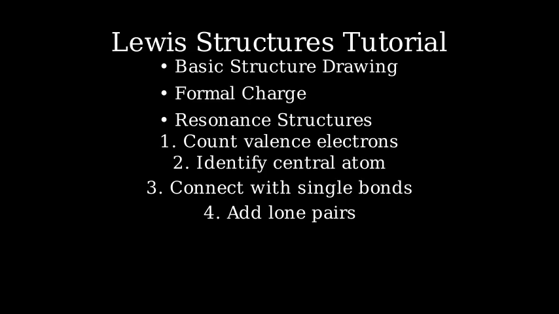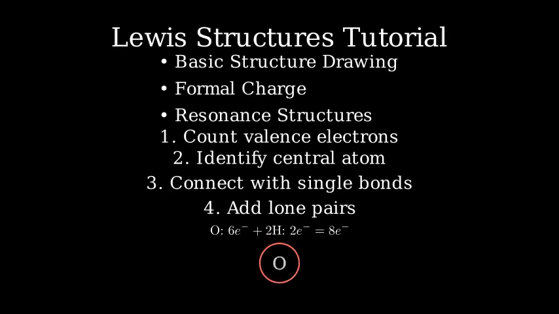Let's start with a simple example. Water, H2O. First, we count valence electrons. Oxygen has 6, and each hydrogen has 1, for a total of 8 electrons. Oxygen is our central atom. We connect the hydrogens with single bonds, using 2 electrons each. The remaining 4 electrons form 2 lone pairs on oxygen.